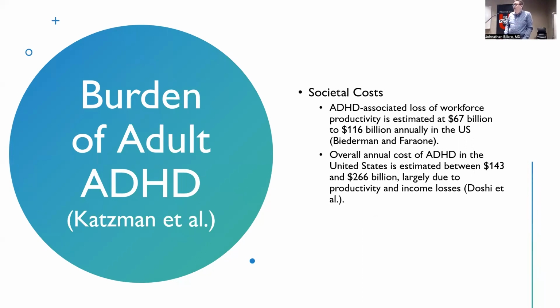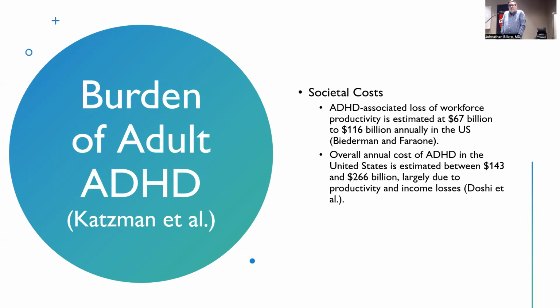And then also, from a societal view, I mentioned before that adults with ADHD are more likely to have been arrested. So I think it's in society's interest to try to reduce crime and whatnot. So that's one component, but then also the financial component from a societal level. ADHD associated loss of workforce productivity is somewhere between 67 billion and 116 billion annually in the US. So quite a bit of money. And then just the overall cost of ADHD in the US is somewhere between 143 and 266 billion. So again, a large part of that coming from loss of productivity.